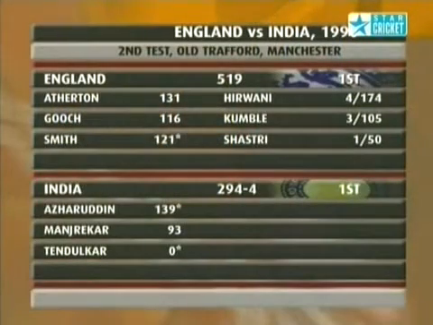England won the toss and they piled on the runs, with Atherton scoring 131, Graham Gooch, the captain, 116, Robin Smith, 121 not out, England 519, with Narendra Hirwani taking 4 for 174, and Kumble 3 for 105. Now, India in reply, 294 for 4, the skipper 139 not out, Sanjay Manjrekar an elegant 93, and Sachin Tendulkar coming in at 6 in the batting order.